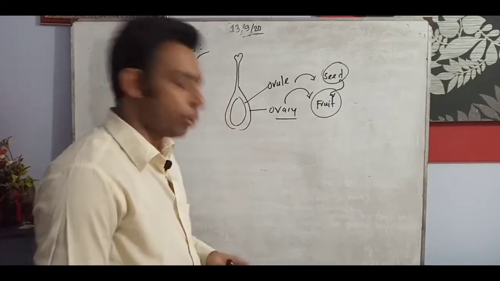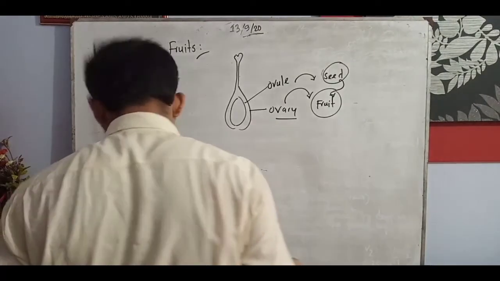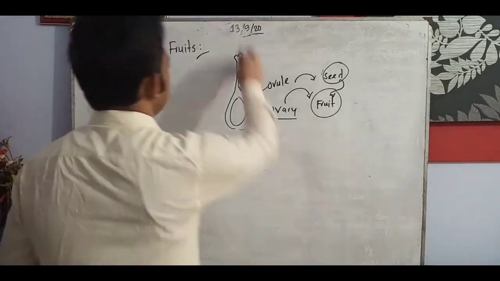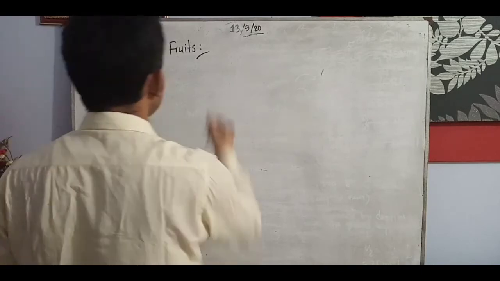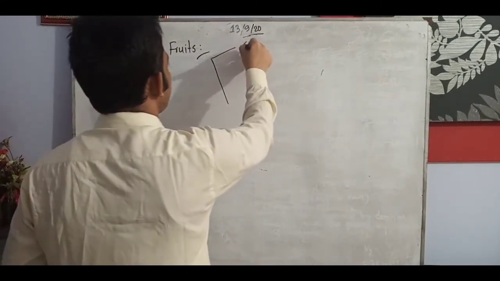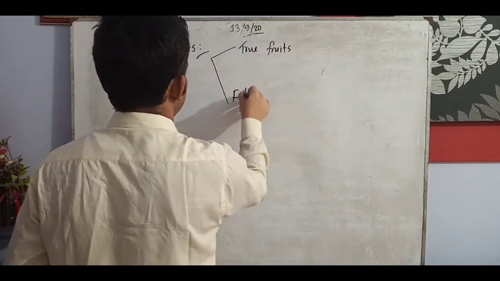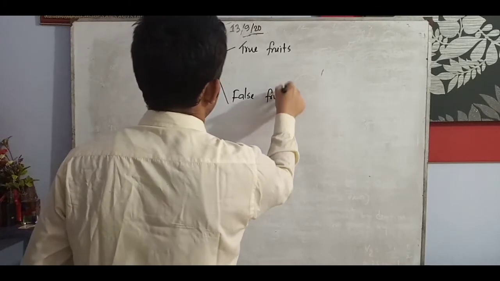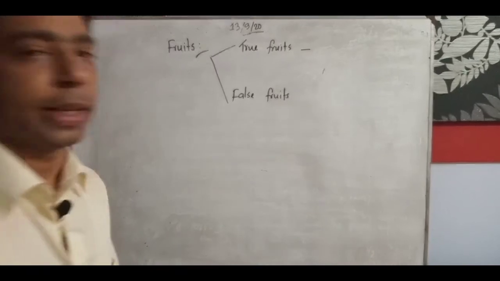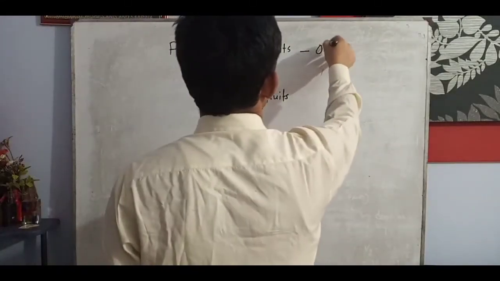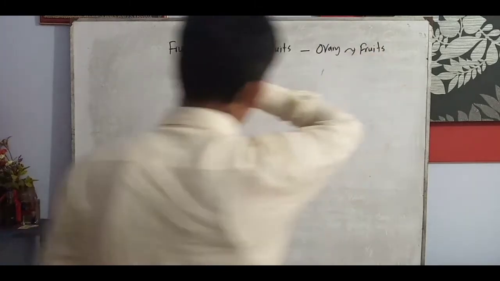There are many kinds of fruits, but we can see two kinds: true fruits and false fruits. Sir, can there be a false fruit? Yes, I will make you understand. True fruits, we have seen, are when the ovary turns into the fruit, that is the true fruit.